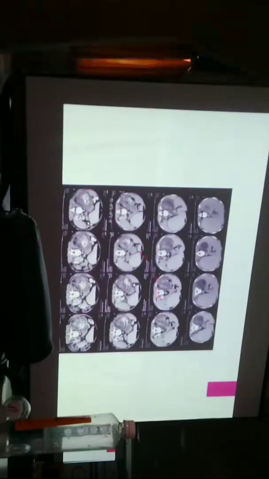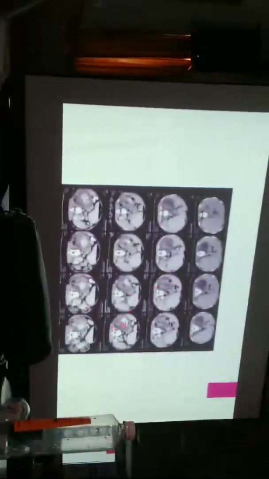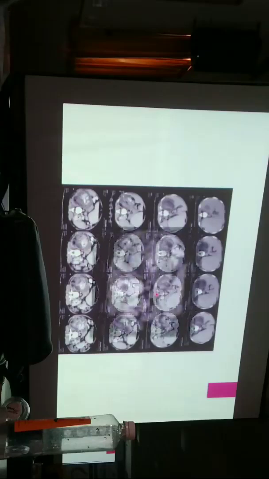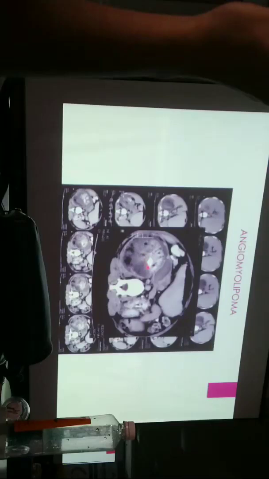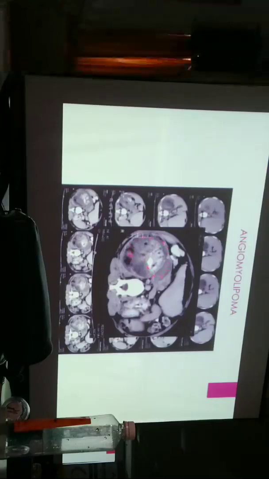So this is a large lesion on the right side. Again, it's a fat-containing lesion with subcapsular areas of hyperdensity. So this is an angiomyolipoma of the right kidney, and the patient presented with hematuria. So you can see the multiple areas of fat-containing lesions, with also subcapsular areas of collection with hemorrhage.